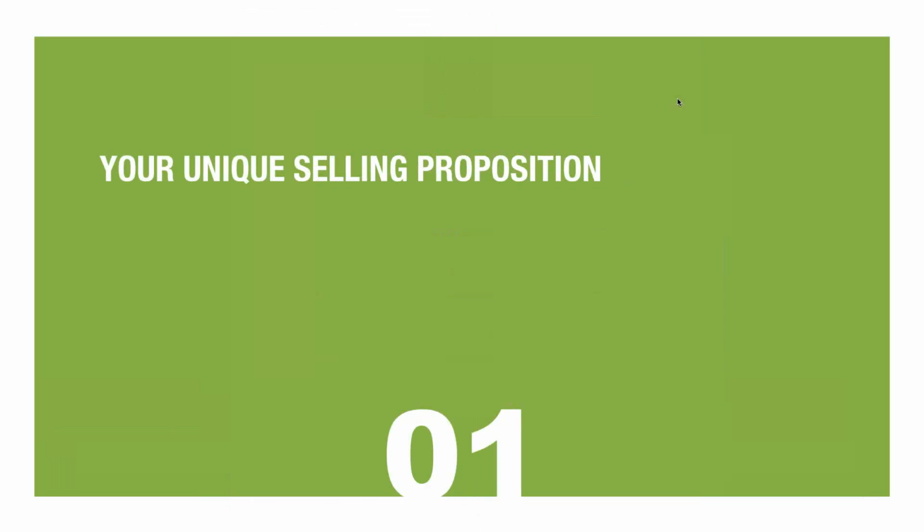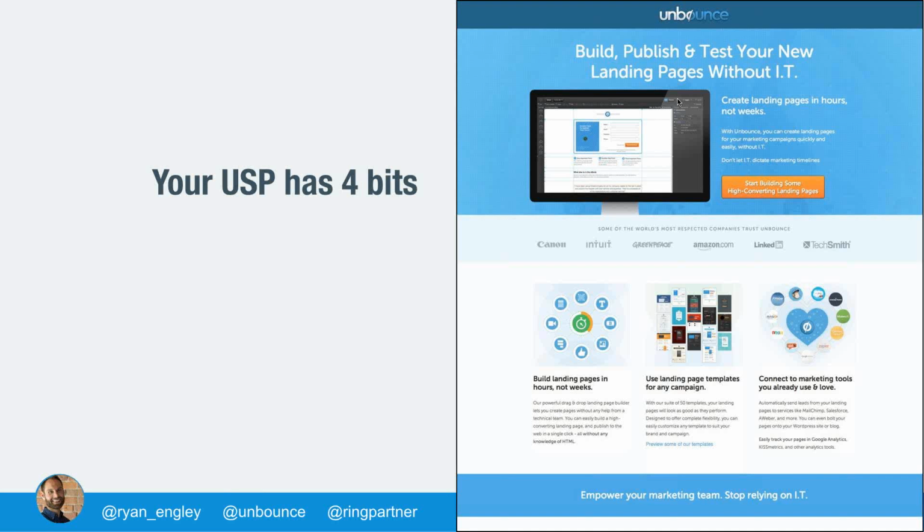So number 1, your USP, or your unique selling proposition. A USP should have 4 bits. Again, doesn't matter what kind of landing page it is. These things will be important, desktop, mobile, regardless. So number 1 is your main headline, which serves the purpose to basically keep people on the page. They have clicked through, and your headline will reaffirm to them that they have made a good click and that they are in the right place.